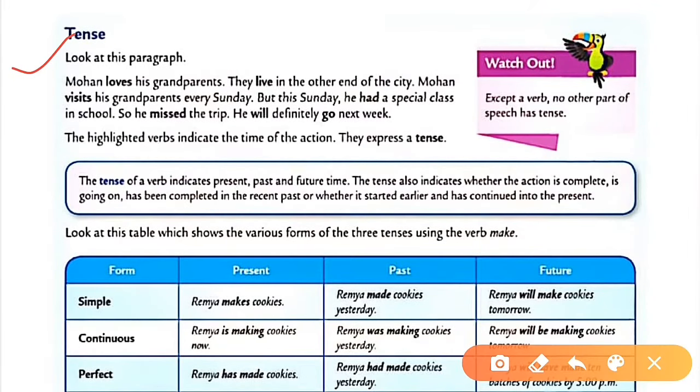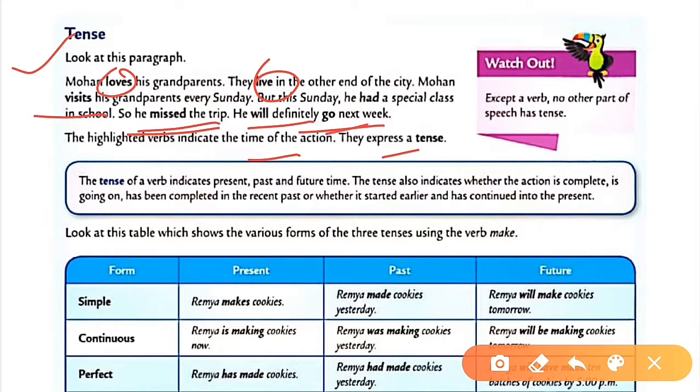Tense. Look at this paragraph. Mohan loves his grandparents. They live in the other end of the city. Mohan visits his grandparents every Sunday, but this Sunday he had a special class in school, so he missed a trip, and he will definitely go next week. So the highlighted verbs indicate the time of action. They express a tense. So these words are the verbs, and these are your tense.